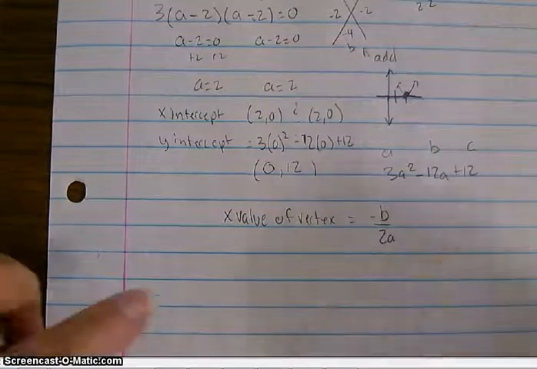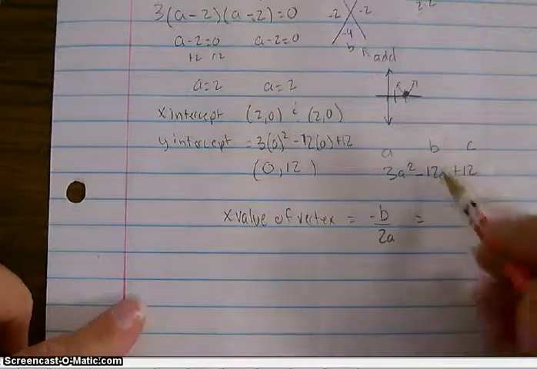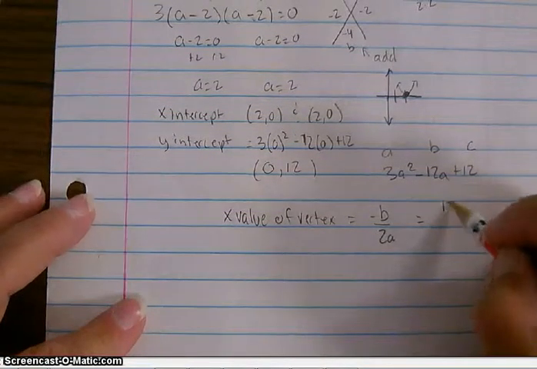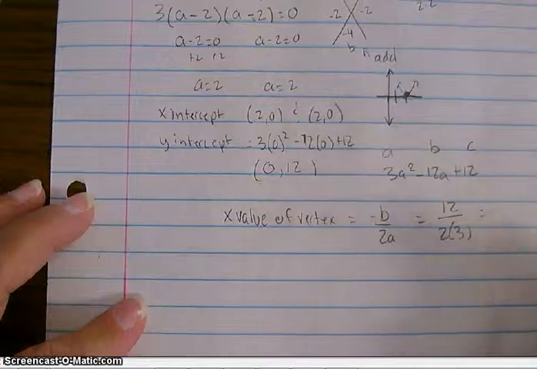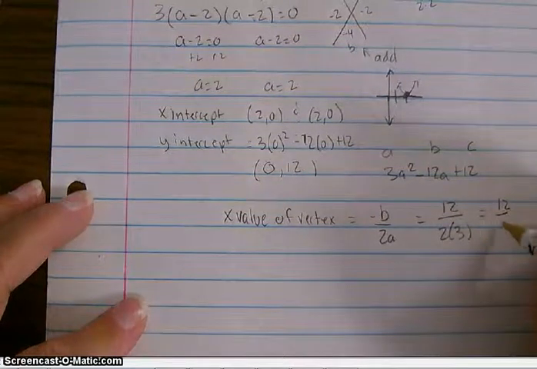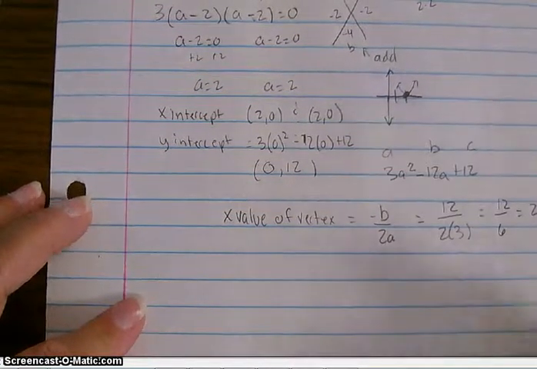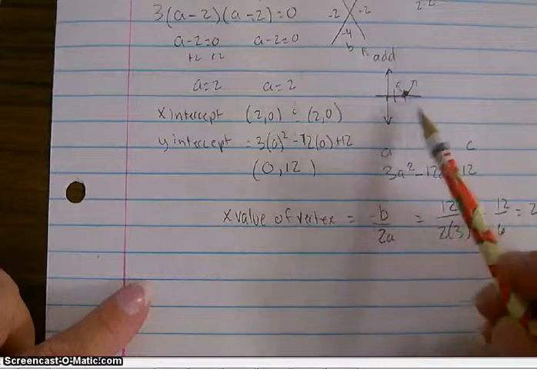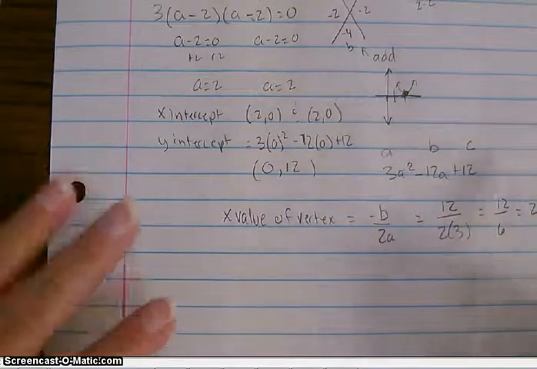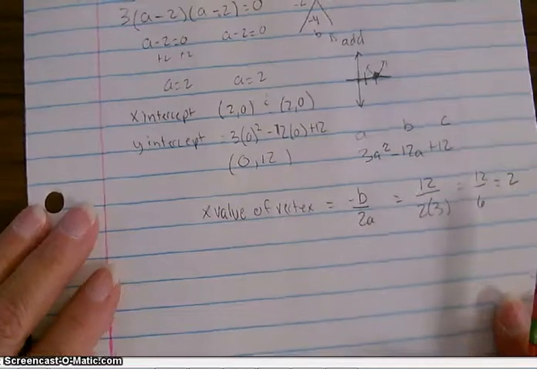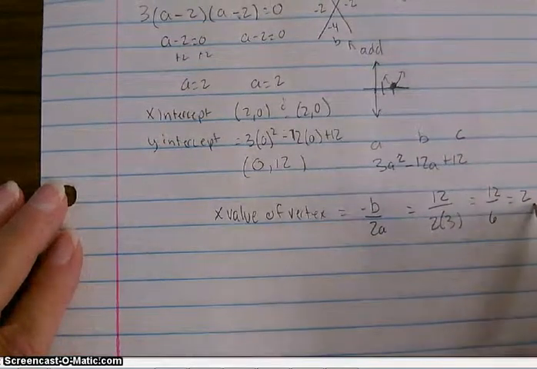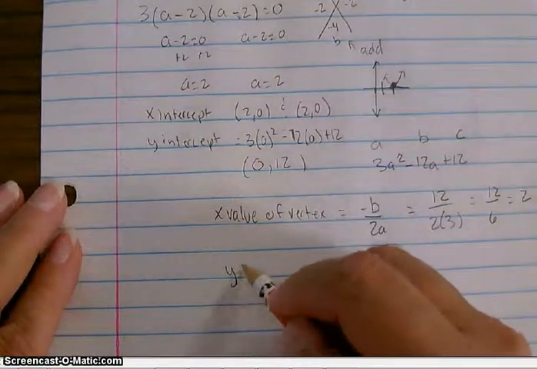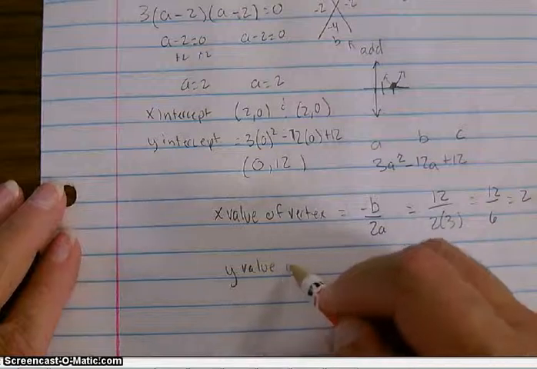Alright, so I'm going to put negative b, so it's negative 12, which makes it a positive 12, all over 2 times 3. That's going to give me 12 divided by 6, which is positive 2. Okay, I already kind of knew that, but I just wanted to double check here. So now my x value of the vertex is 2, so to find my y value, I plug it back into the original equation.